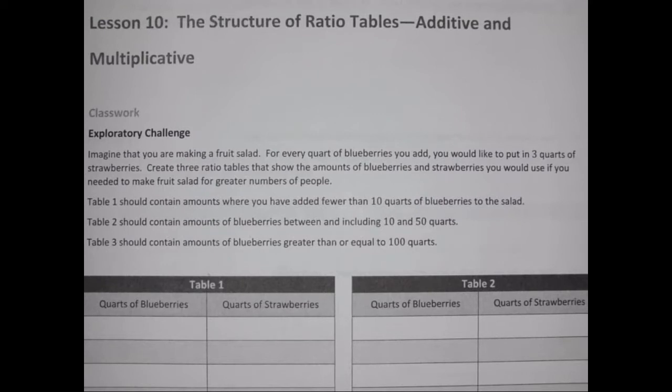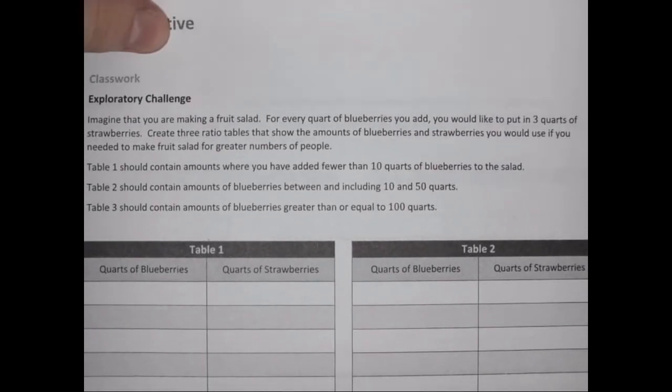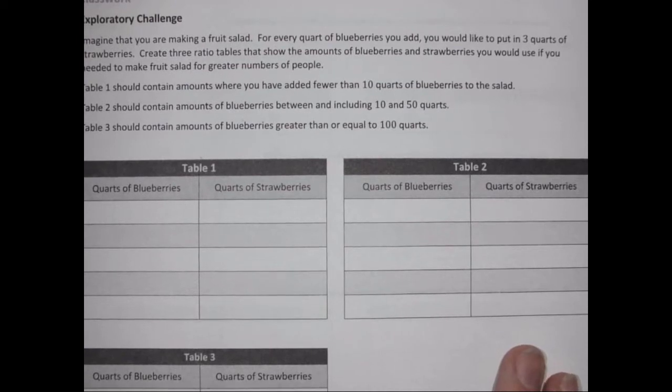Persephone, please read the exploratory challenge for us on page 43. Imagine that you could make a fruit salad. For every quart of blueberries you would like to put 3 quarts of strawberries. Create 3 ratio tables to show the amount of blueberries and strawberries. Good. Okay, so we have tables 1, 2, and 3 made for us already down here.